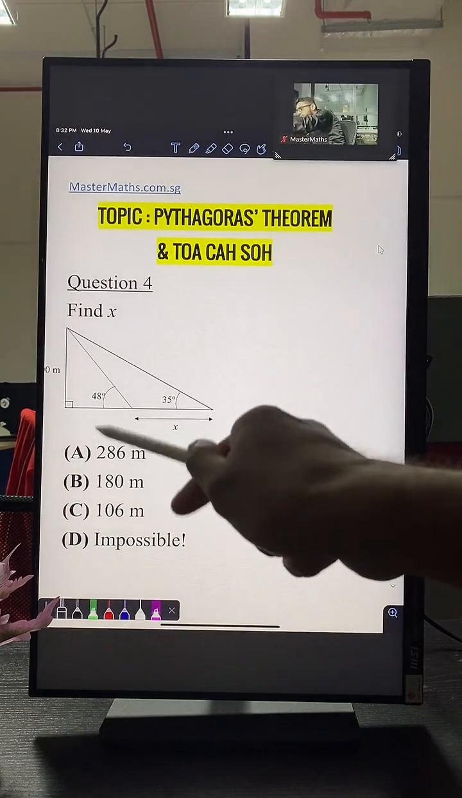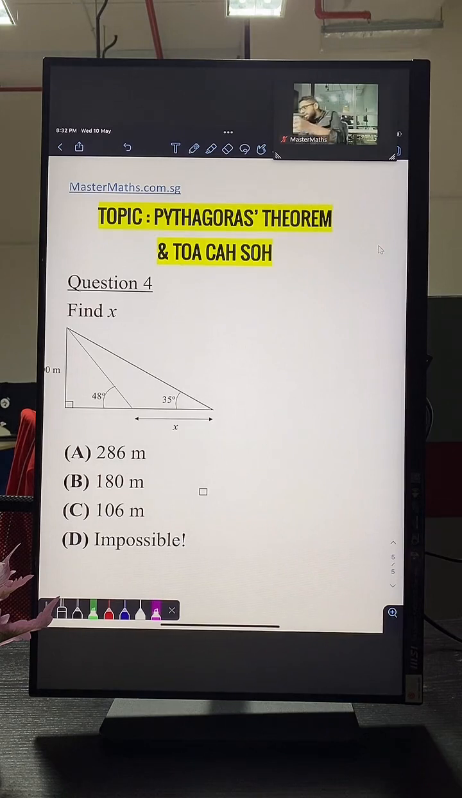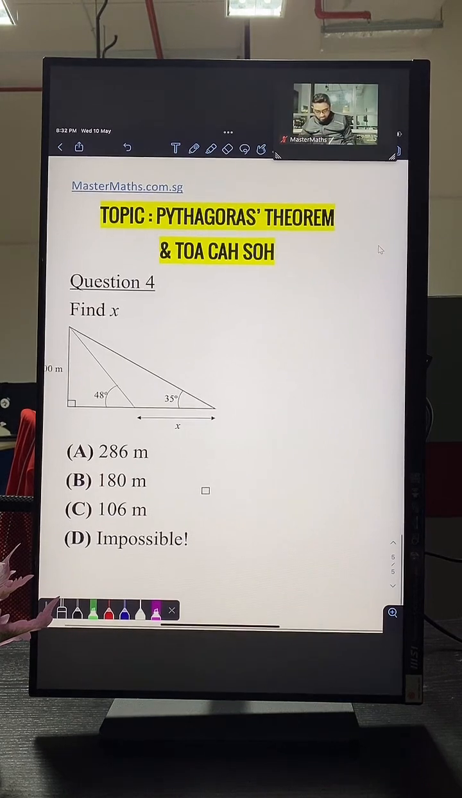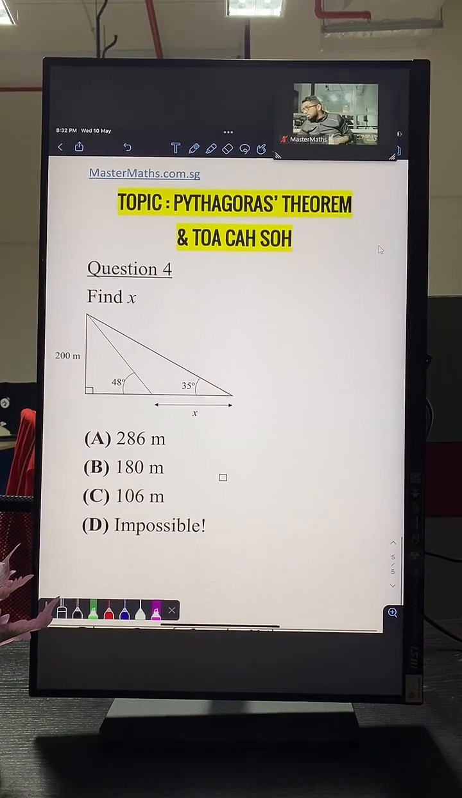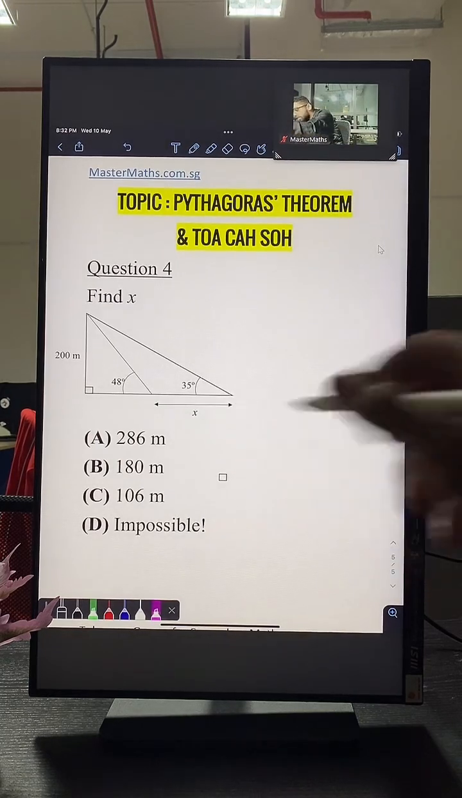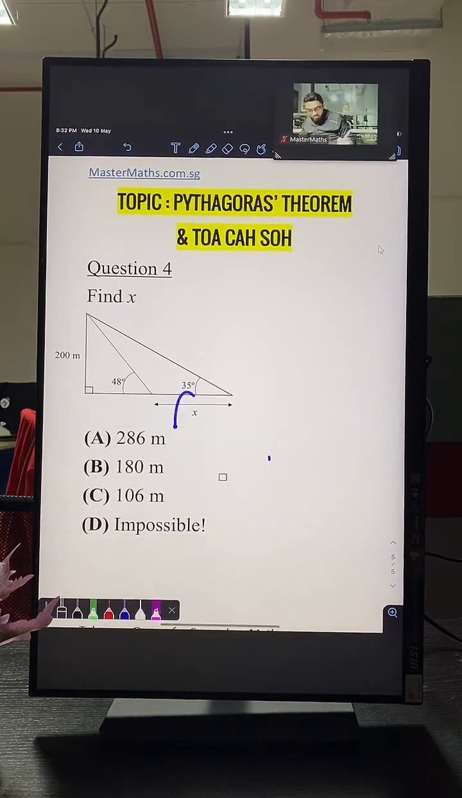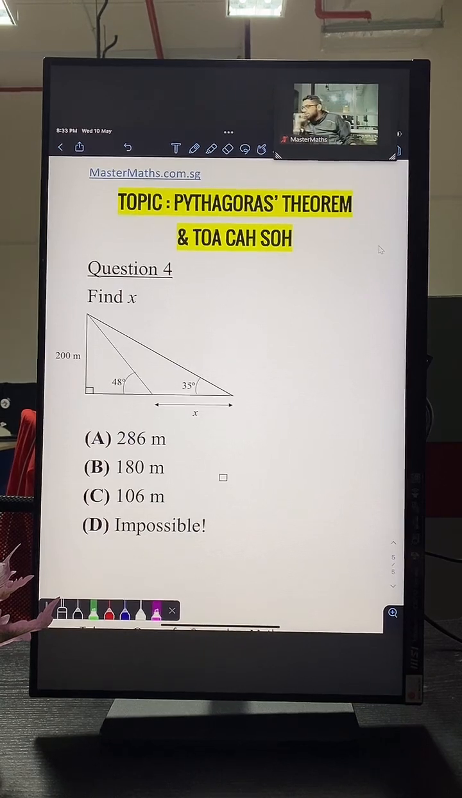Guys, what's your answer here? A, B, C, D. Which one? Find X. Okay, let me just change this a bit. Find X. How to find this X fella here, my friends? Wow, this one is complicated, man. Mind blowing. How to do this? How do we settle the battle in the kettle for this question? Find X.